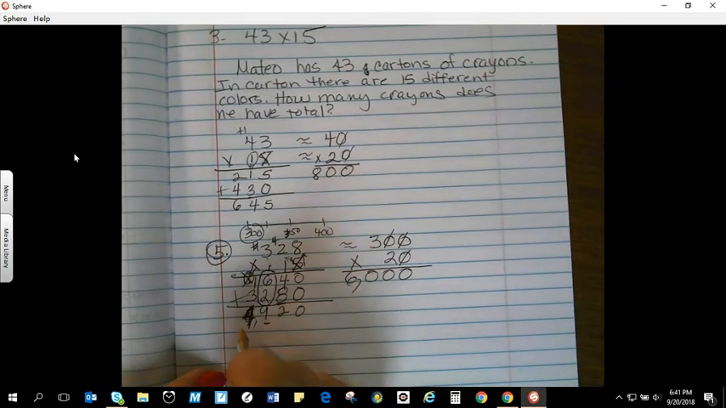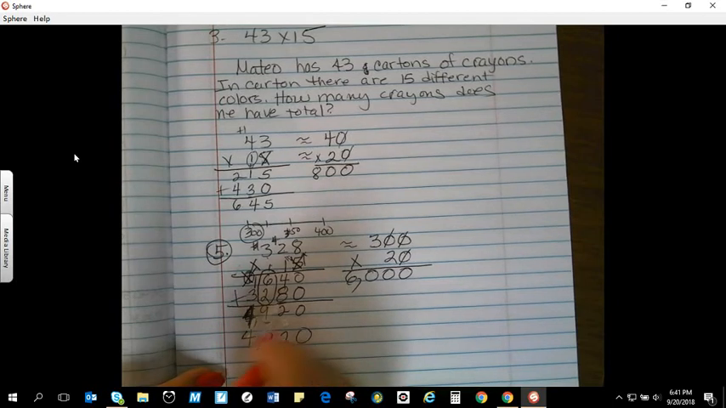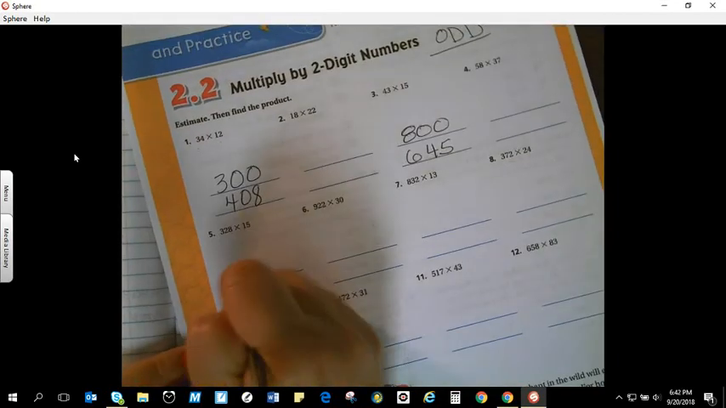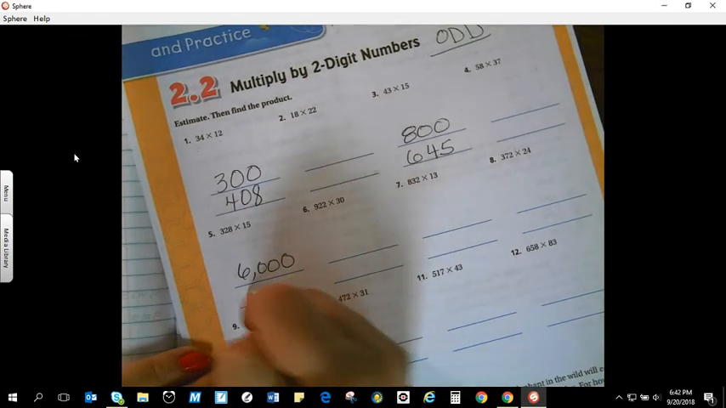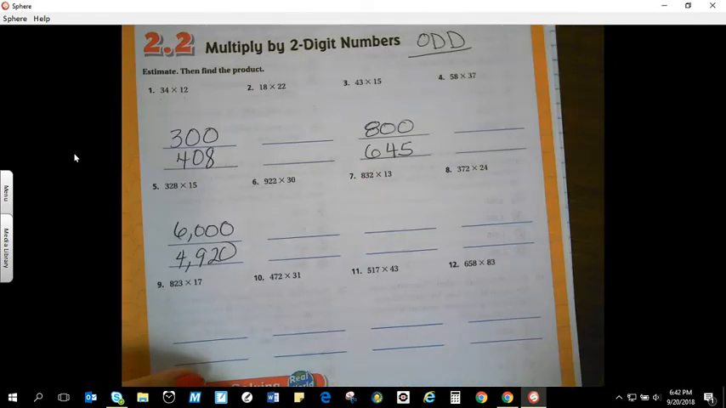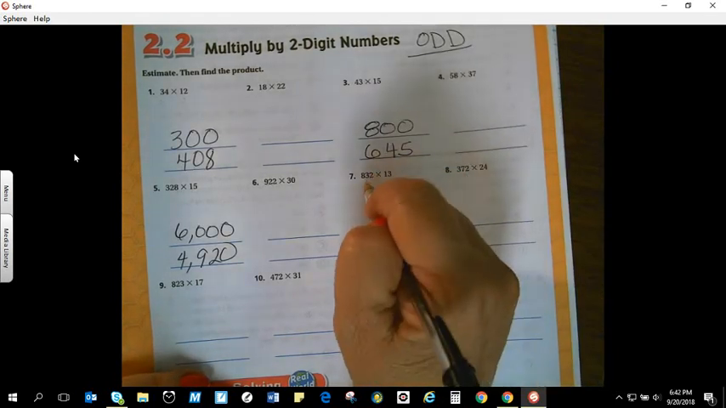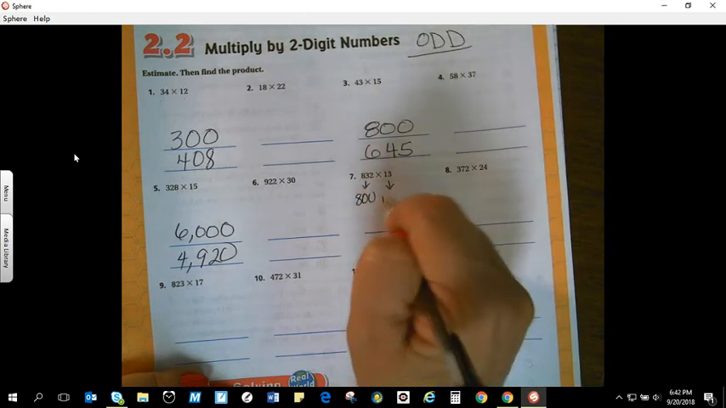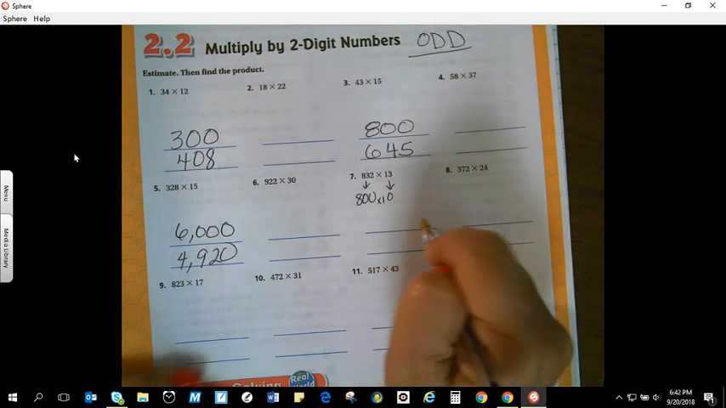Let me write it clear. 4,920. Because when you get really tired, you may end up carrying extra digits, so I really want to make sure that you catch those things. I told my classes that I'm going to make some mistakes purposefully. I want you to see if you can catch what I've done as we get further on. So on number 5, the estimated amount is 6,000. The exact amount is 4,920. Number 7, can you do this one here? Number 7 is going to be closest to 800. It's going to be closest to 10. Multiply that together.